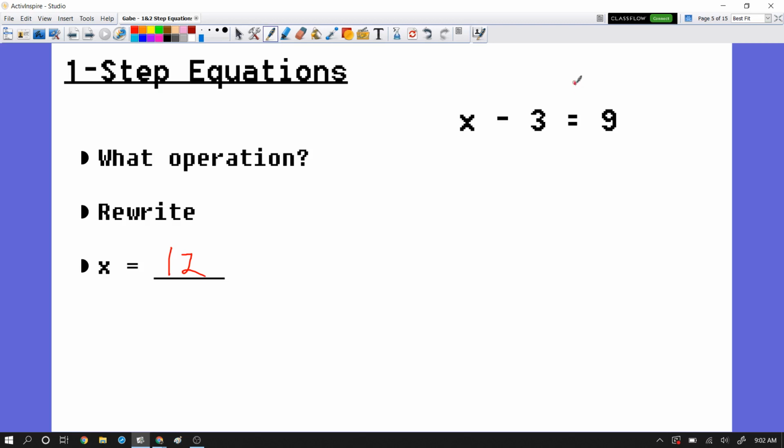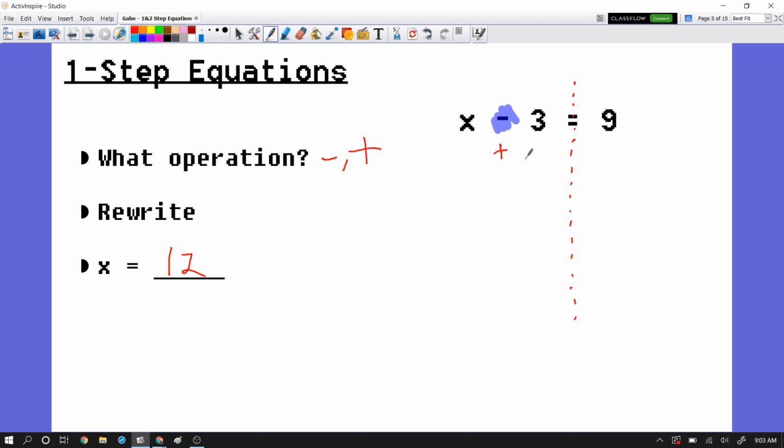So you can see that I'm dividing the problem in half. Whatever happens on one side of this dotted line has to happen on the other side of the dotted line. That's what makes it an equation, equal. What one side is, the other side is. That's why they're equal. So what operation? I see subtraction. So I know I can't do x minus 3. I don't know what x is, so I'm going to have to work in reverse. I'm going to add.